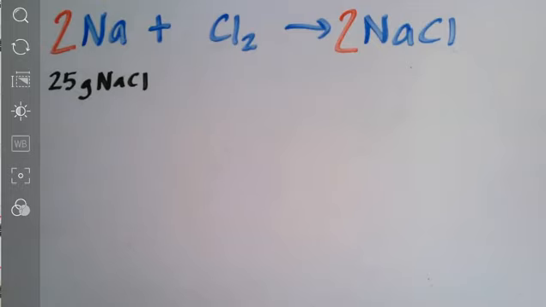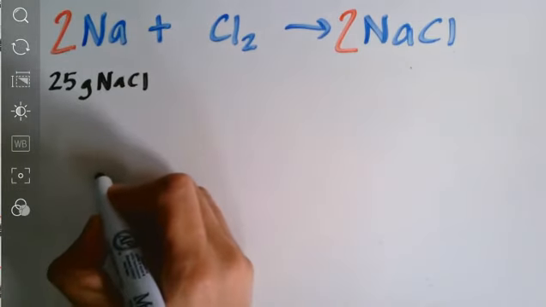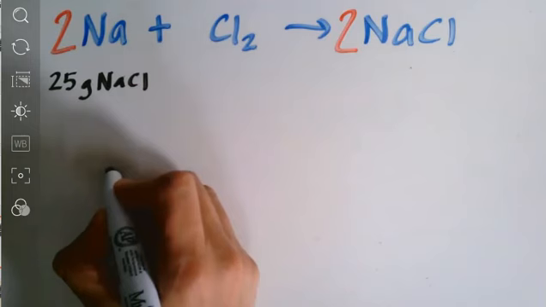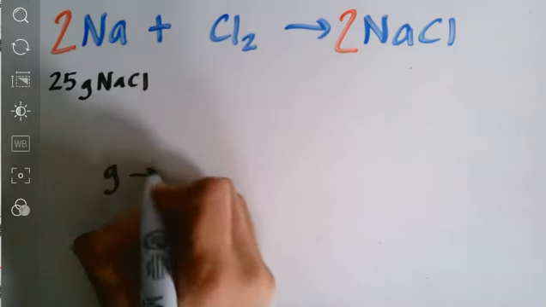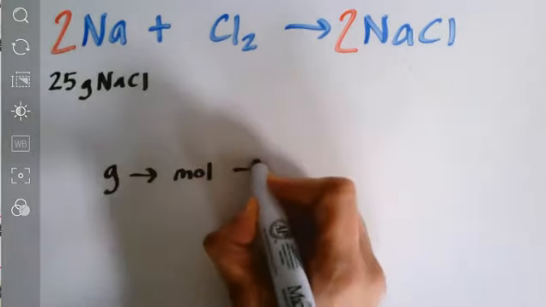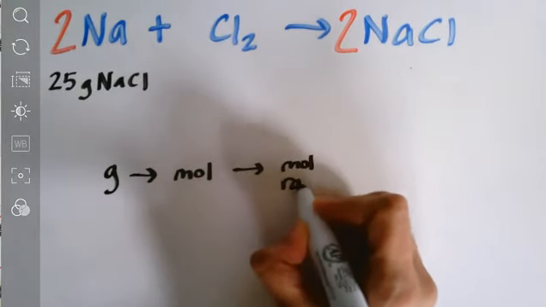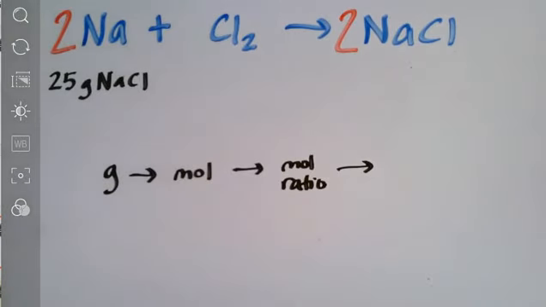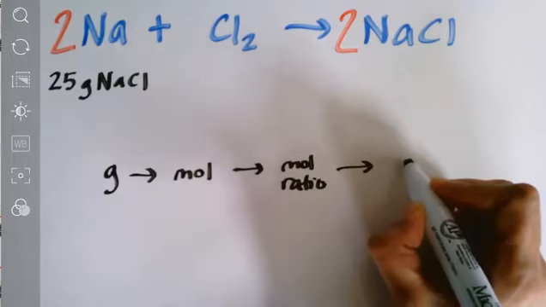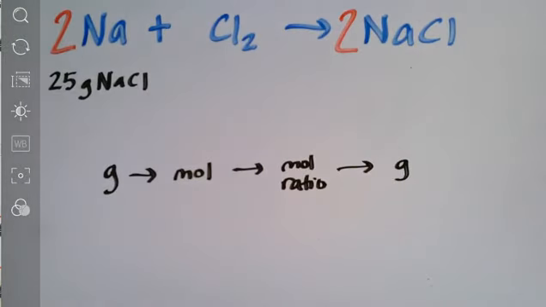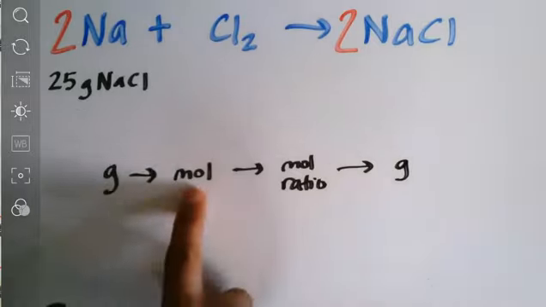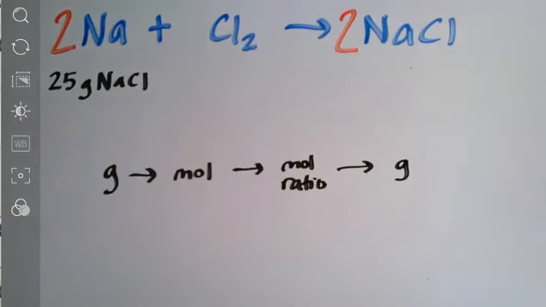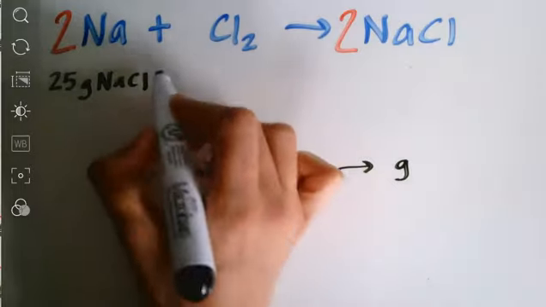Just to help us stay on target with the stoichiometric setup, I'm going to write the pathway down below so you know what steps I'm about to take. The first step is change grams to moles, and then we're going to set up our mole ratio. And then finally, because we're being asked to determine the mass, we're going to change our moles to grams. Those are our steps. That is a total of 1, 2, 3 steps in our stoichiometric setup. So we're on the first step right now.